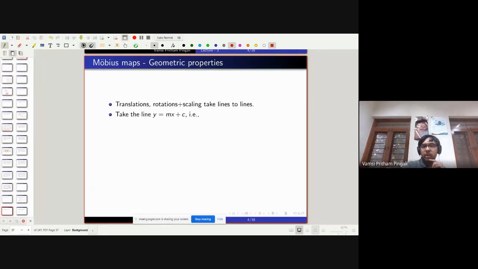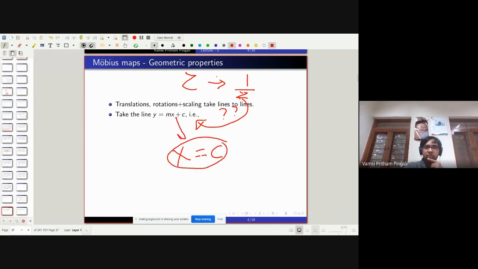What about inversions? What happens when you apply this map to a straight line? That's the question. So what is a straight line? y equals mx plus c. That represents almost all straight lines except for one, namely x equals a constant. This is not included in this formula, but I'll leave this special case as an exercise for you.